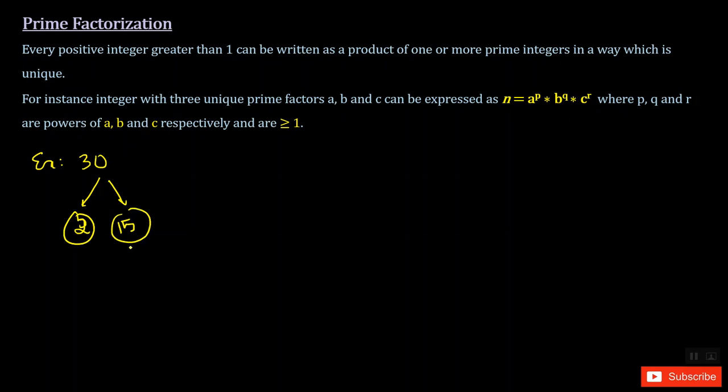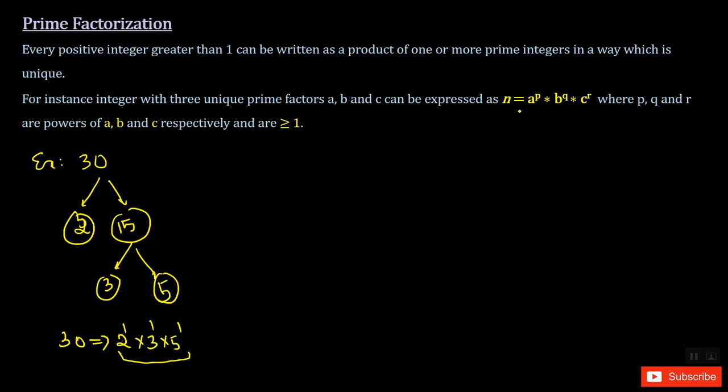2 is the prime but 15 is not. So further you have to divide: 15 can be written as 3 times 5. So I can say 30 can be written as 2 to the power 1 times 3 to the power 1 times 5 to the power 1. Why? 2 is appearing only once, 3 is also appearing once and 5 is also appearing once. So these are the prime factors of number 30.